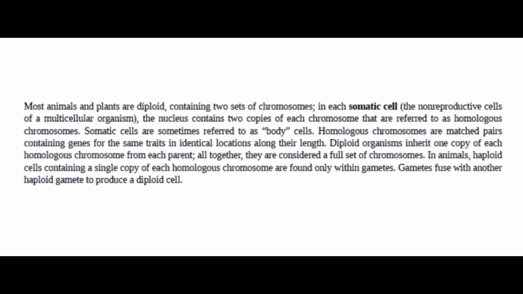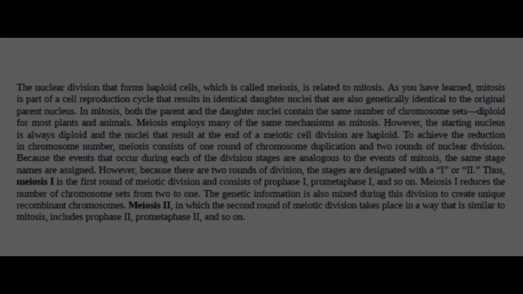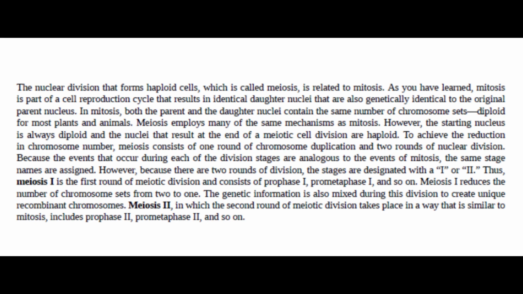In animals, haploid cells containing a single copy of each homologous chromosome are found only within gametes. Gametes fuse with another haploid gamete to produce a diploid cell. The nuclear division that forms haploid cells, which is called meiosis, is related to mitosis. As you have learned, mitosis is part of a cell reproduction cycle that results in identical daughter nuclei that are also genetically identical to the original parent nucleus.